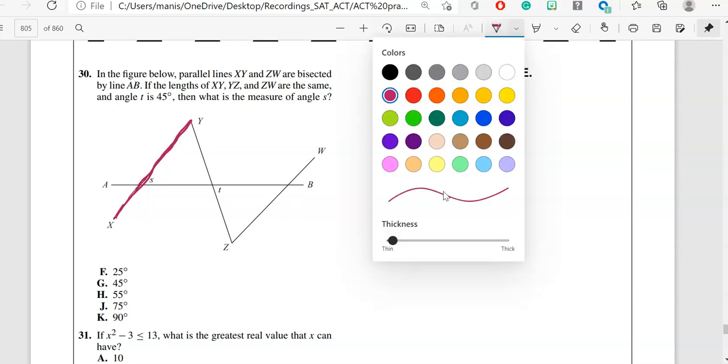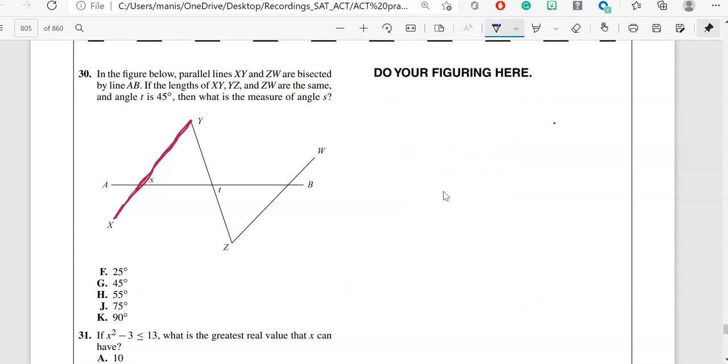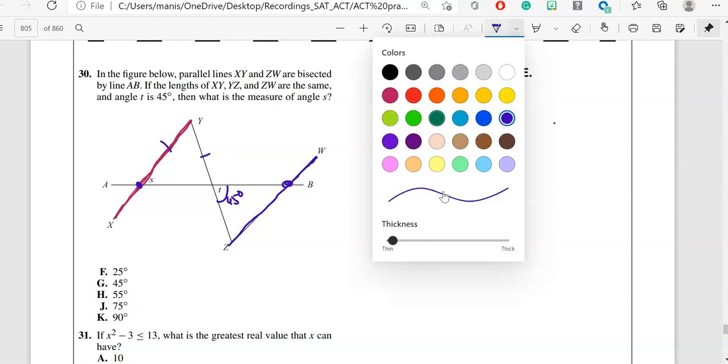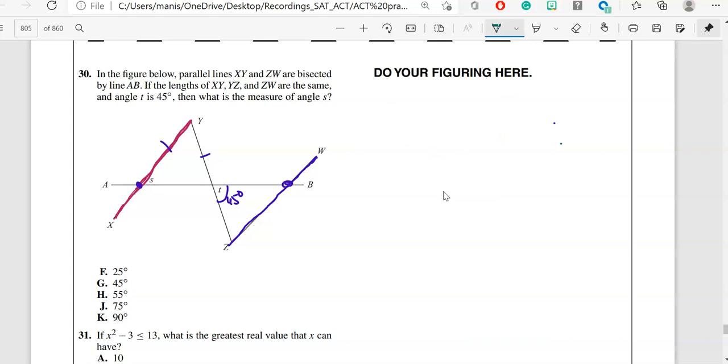All right, then it says ZW are bisected by a line AB. So this means it is bisected, dividing the lines into equal halves. So this part from here and this part from here will be equal. If the lengths of XY, YZ and ZW are the same, this means all of them are the same, and angle T is 45. Do keep in mind, if the parts are the same and you bisected them, this and this will be equal. Because once these sides are equal, it becomes an isosceles triangle.